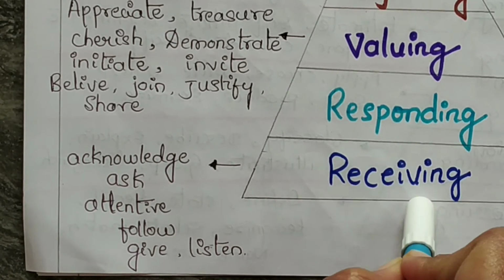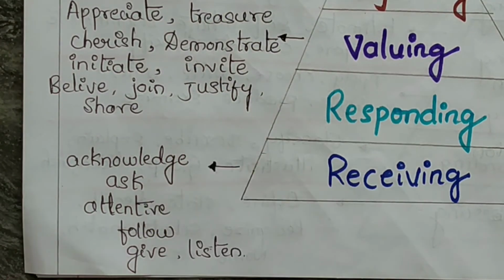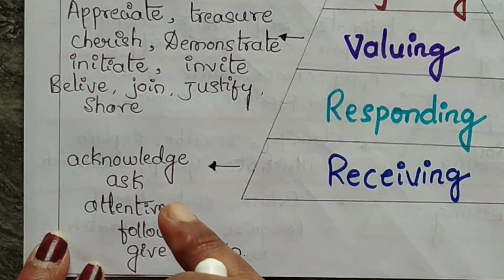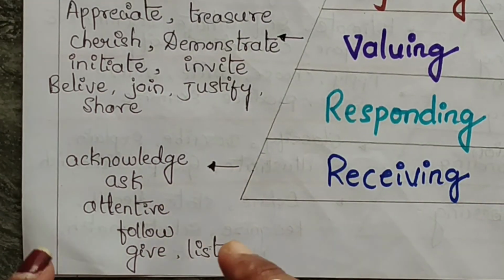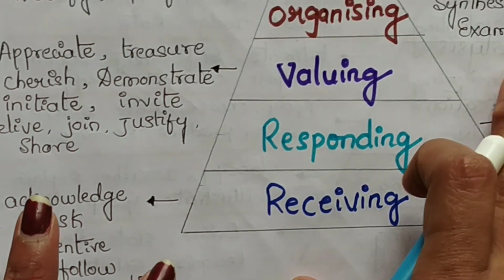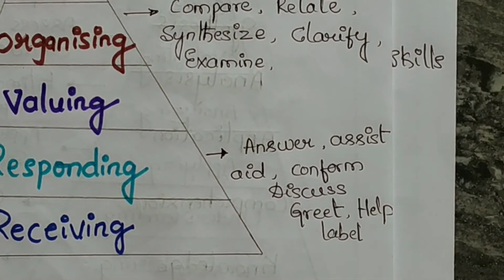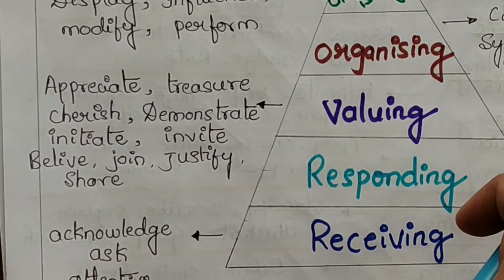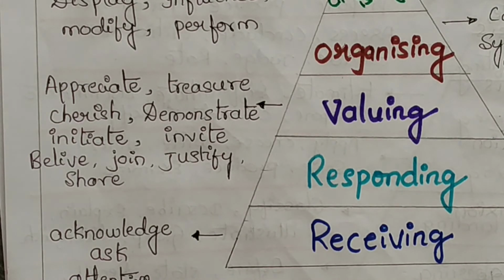For receiving, here the instructional objectives or the teacher can construct like this. For the receiving level, they can ask like acknowledge, attentive, follow, give, listen. Okay, like this they can ask. And for the responding level, they can ask like answer, assist, aid, confirm, discuss, greet, help, label. So these are all the instructional objectives for a teacher. Or you can also say it as an assembled behavior.